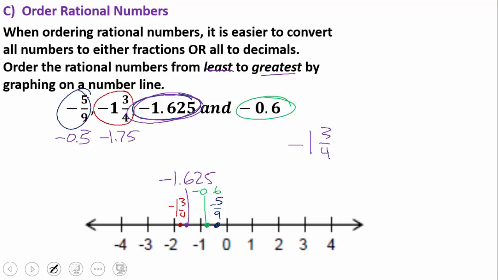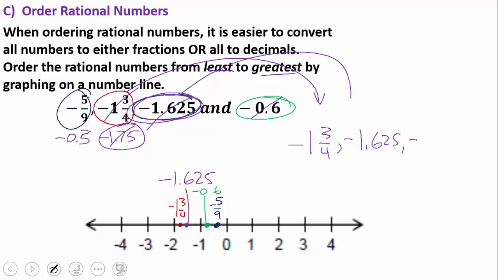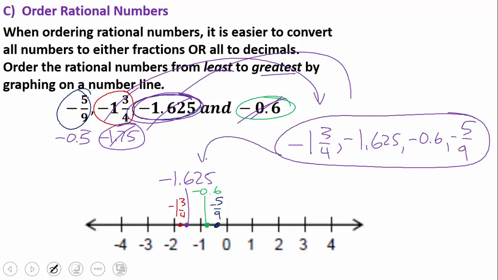Make sure when you're writing your final answer that you use the original form. Don't write the decimal that you converted it to. Write the original form. And so we've used that one. The next one would be the -1.625 or -1 and 625 thousandths. So we've used that one. And then we would have -0.6. And lastly, we would have -5/9. So those are the same order that we found when we used our number line.